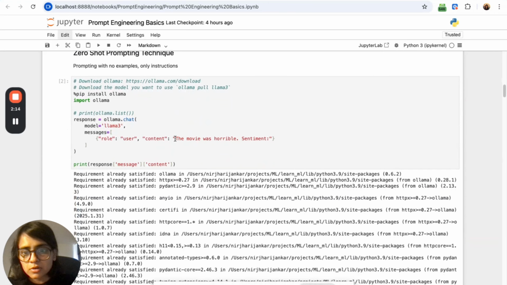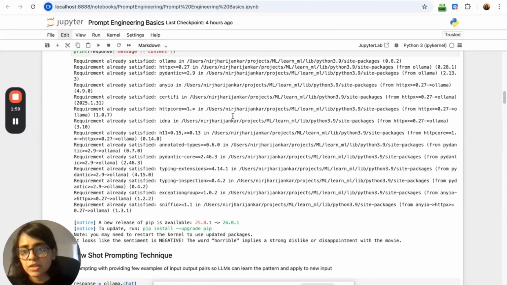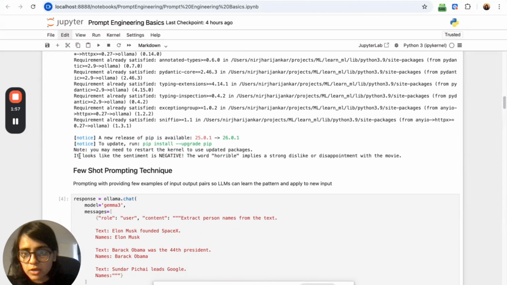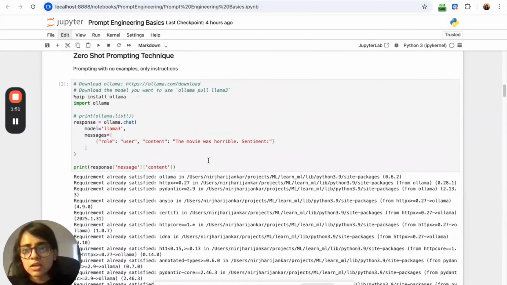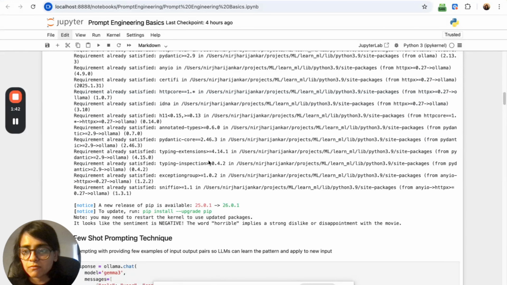So for example, here you see I have given a movie review where it says the movie was horrible and then just put a sentiment, and I'm hoping that the LLM will complete it for me saying whether the sentiment was positive, negative, etc. So if you look at the response, it says the sentiment is negative, which is the correct response. There can be some scenarios where the LLM is not performing well on zero shot prompting.